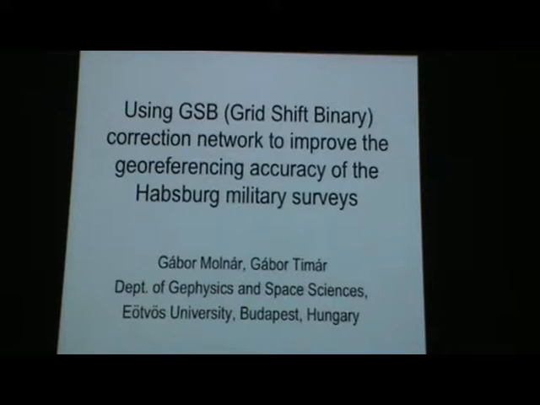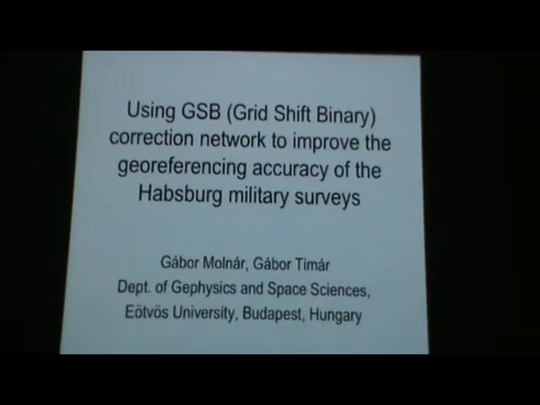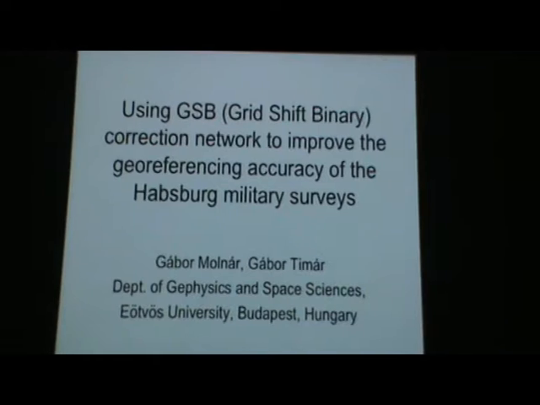I must excuse myself because of this presentation. I am not a loved person at conferences because I am talking about mathematics and transformations and everything, bad things.